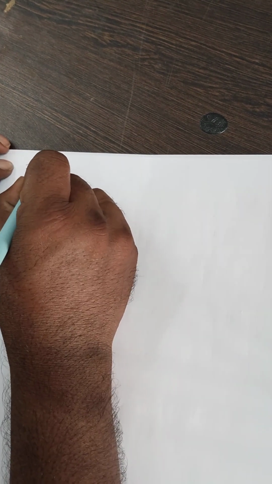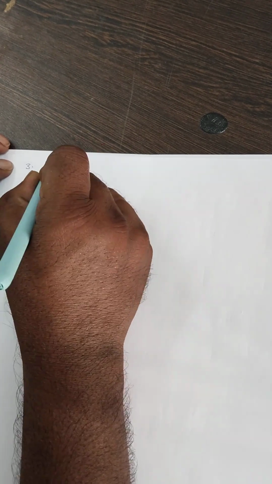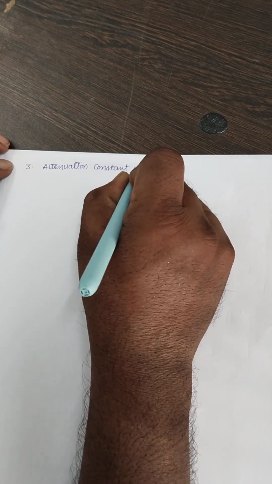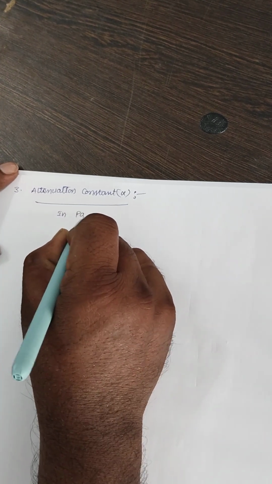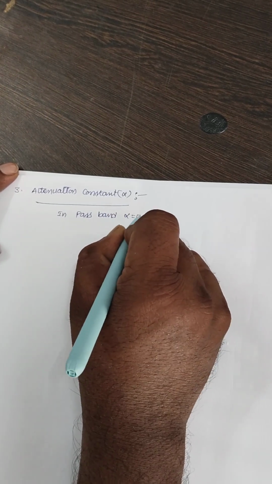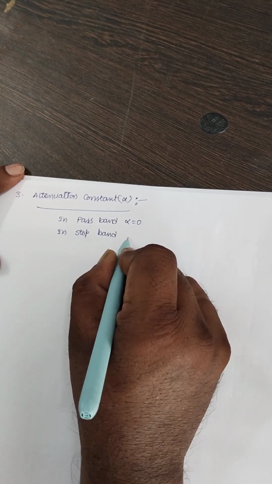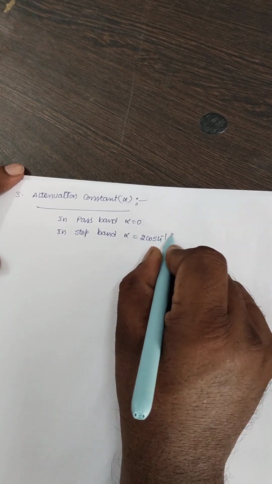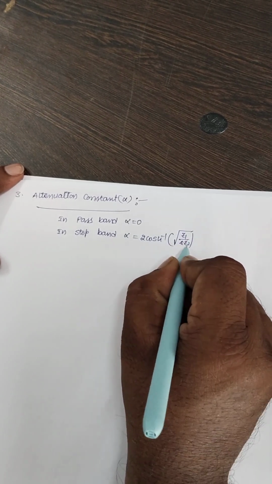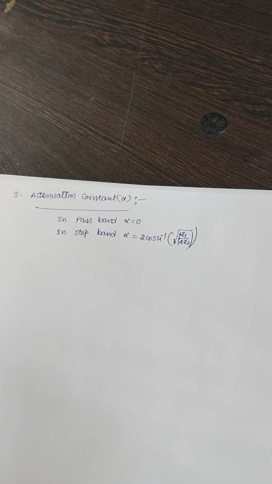Next thing here, the third one, is attenuation constant alpha. The expression for attenuation constant in passband: alpha is equal to 0. There is no attenuation, we know that. In stop band, the expression for attenuation is 2 cosh inverse of square root of modulus of Z1 by 4 Z2. This is the expression for attenuation constant in stop band.